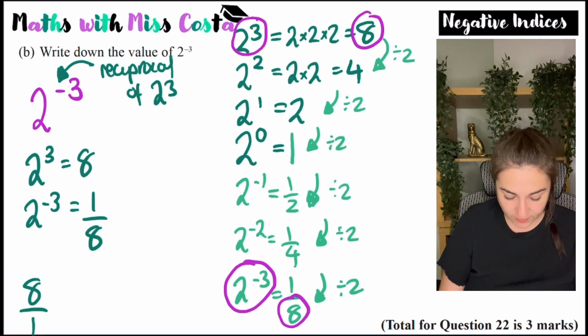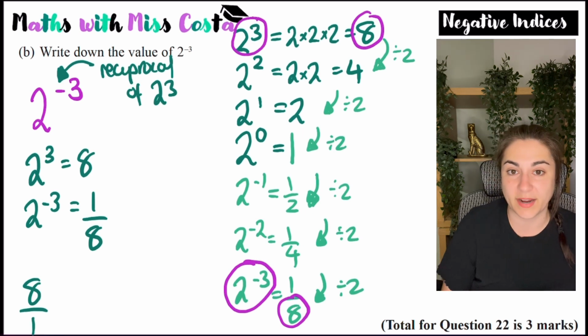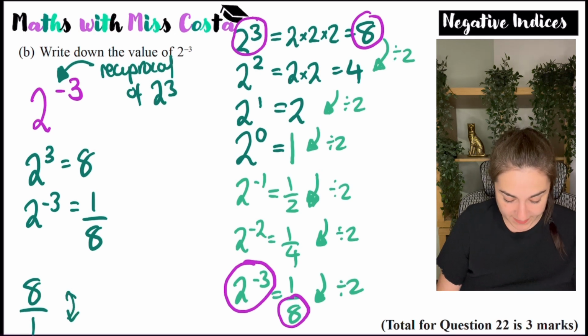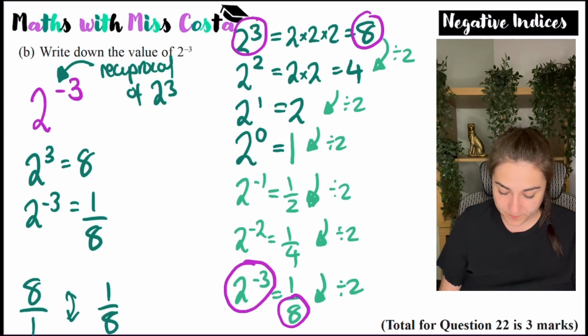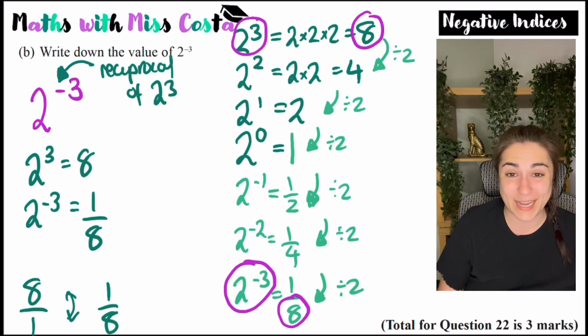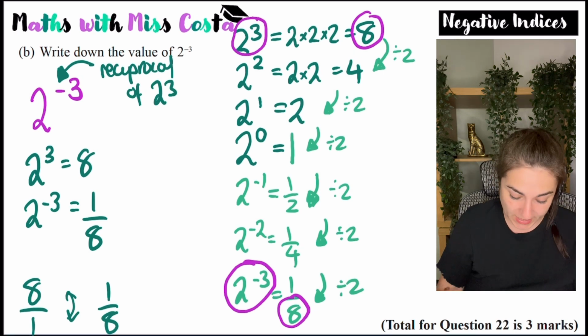Reciprocal just means if you think of your number, so 8, turn it into a fraction. To turn any number into a fraction, you just write it over 1, and then its reciprocal is just flip the numerator and the denominator. So that's how we'd work out negatives. What I would say is probably write it out just to help you spot the pattern if you don't know that it's the reciprocal.